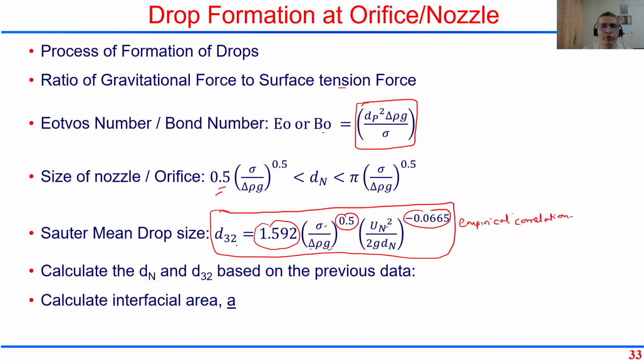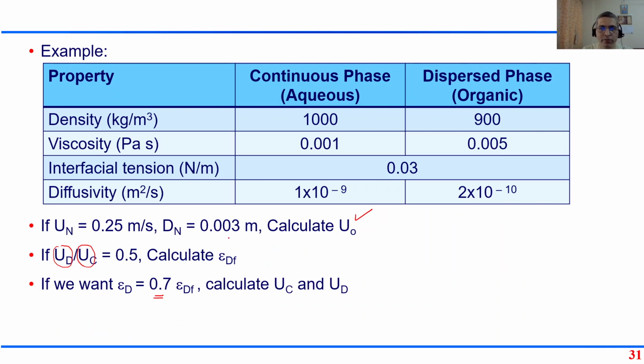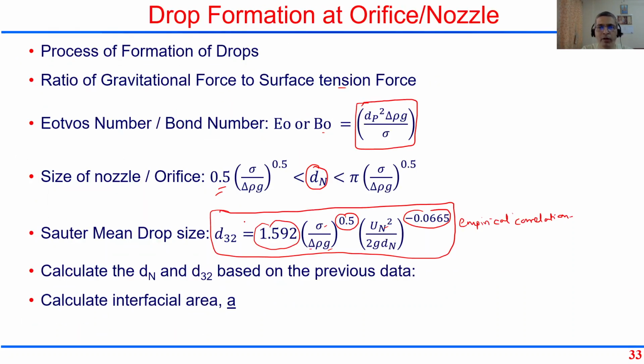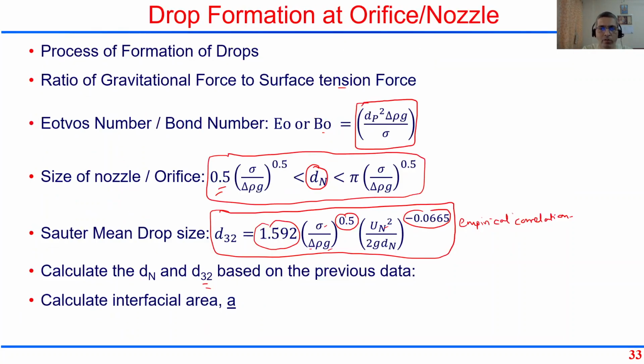I want you to calculate dn, and check whether this dn that we took as 3 millimeters, 0.003 meters, is falling in this range. And I want you to calculate D32 based on these physical properties. Once you calculate D32, you can calculate the interfacial area as 6 multiplied by holdup divided by D32. Just take a couple of minutes and calculate all these things.